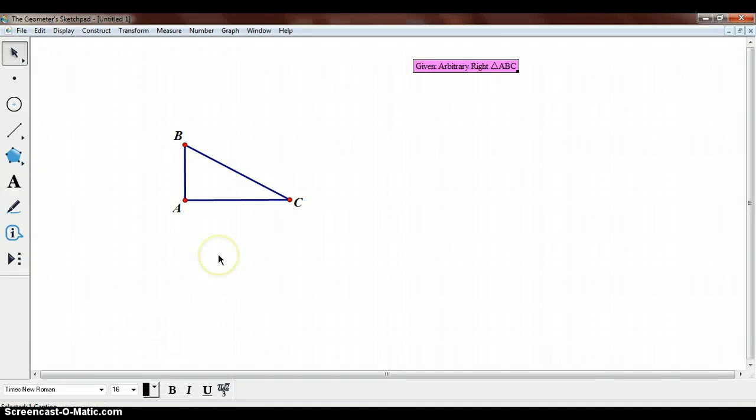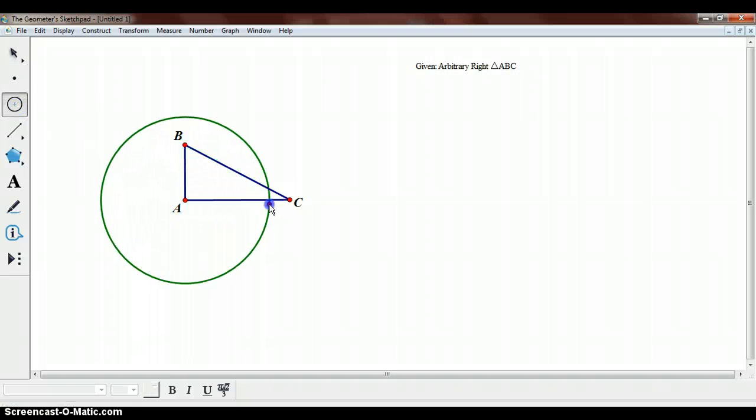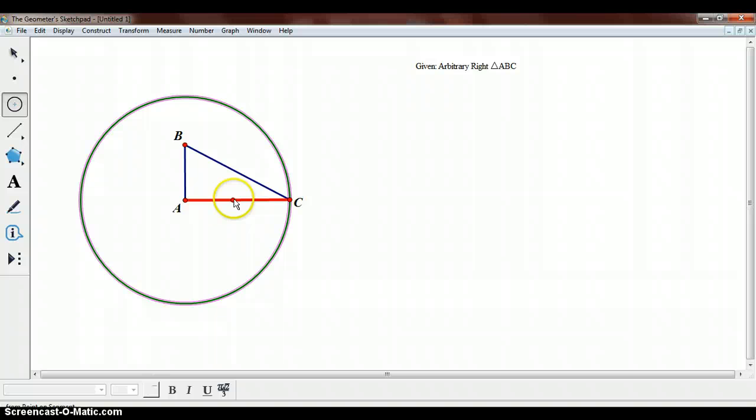Our first step in this proof will be to construct squares with the lengths of the legs and the hypotenuse of our triangle ABC. So first we will want to construct a square with side length AC. So I'll do that for you right now.